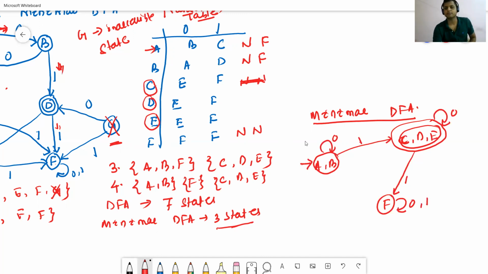Okay, this is your minimal DFA. Initially your DFA contained 7 states, but the minimal DFA contains 3 states. This is called the minimal DFA. Hope all of you understand.